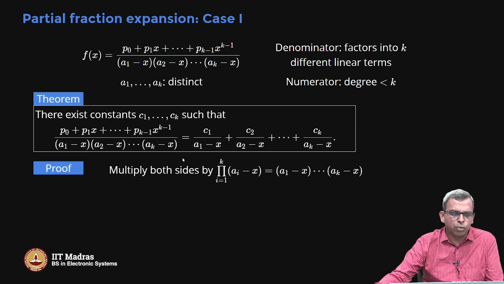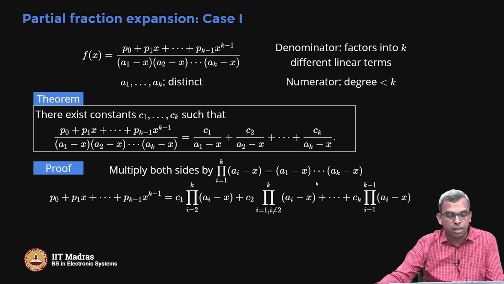This is sort of a proof which will also help us find the C1 to Ck. You can multiply both sides by this product, basically the denominator, the product for i equals 1 to k of ai minus x. The product of all these things is just the denominator here. If I multiply both sides by that, you will see the left hand side will just be the numerator. Here I will have C1 times all these terms except a1 minus x. a1 minus x will not be there. So I will go from 2 to k.